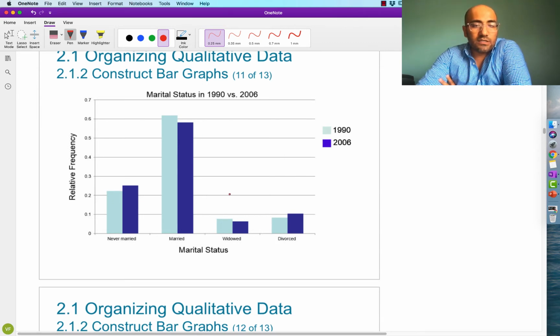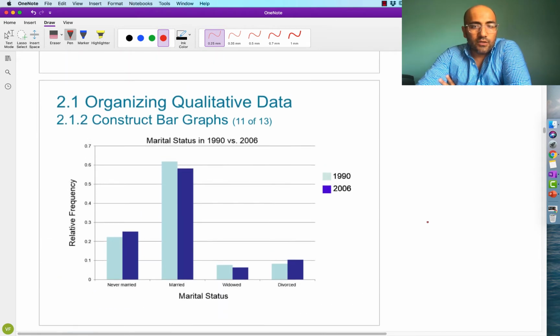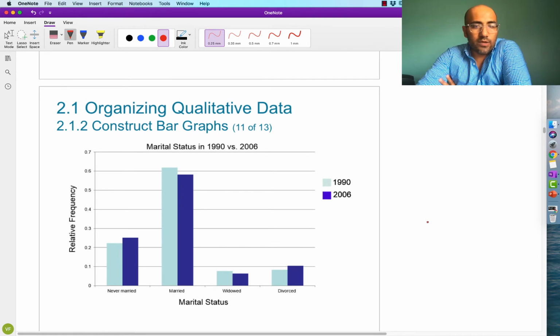So it's easier to see a trend of what's happening here. It looks like it's bad news for marriage from lots of different angles. Well, I guess the only one where it's not is widowed, since less people are widowed. So the institution of marriage is not doing well.